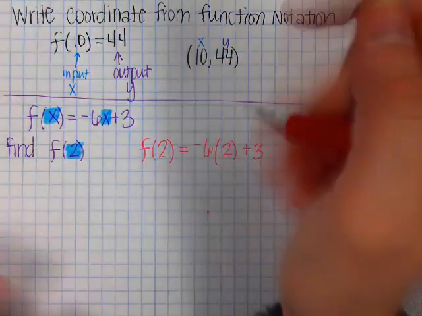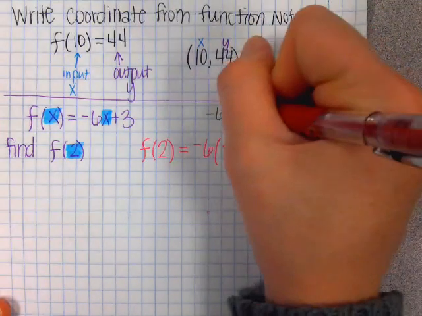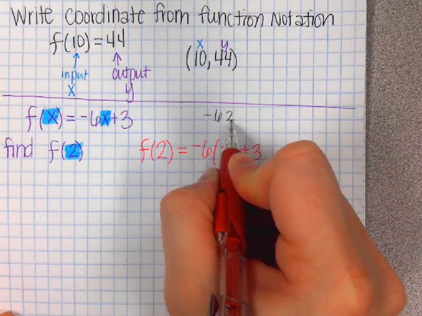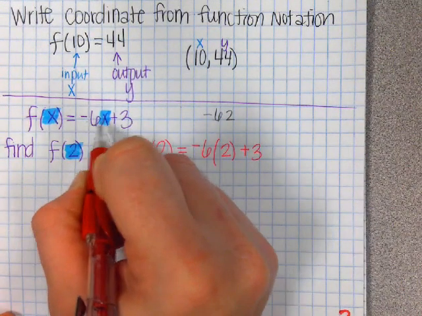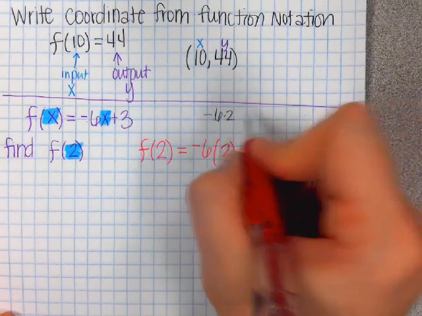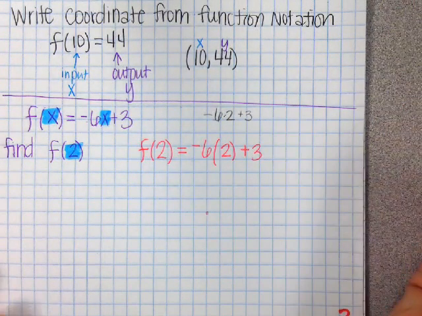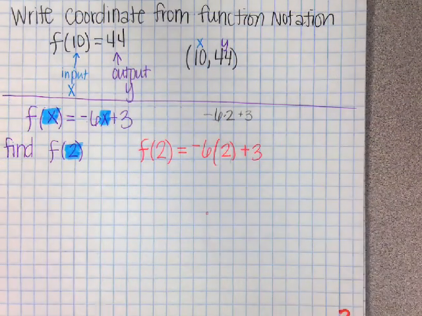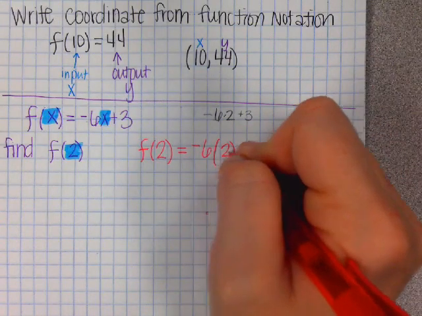Now, the reason I always put it in parentheses, if you wrote it just as a 2, you would probably think that's a -62. But remember, -6 is multiplying by x. So you could write it like that. I just think that people get mixed up. So I always input it using parentheses.